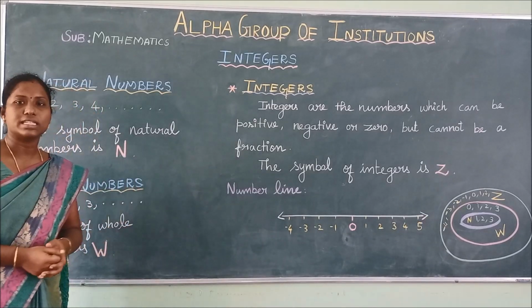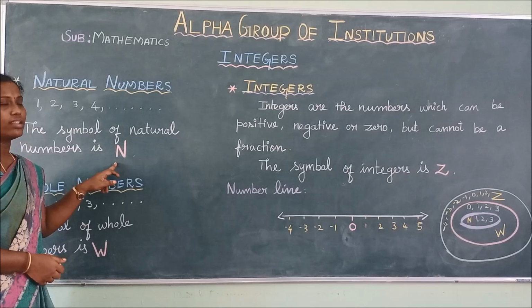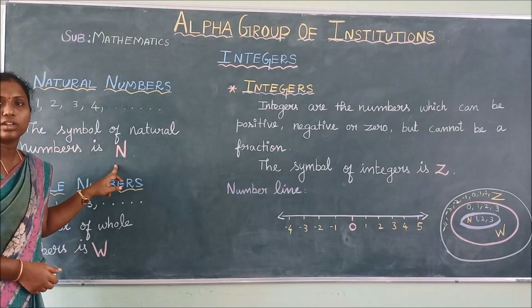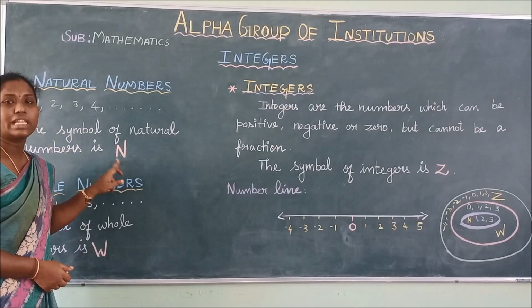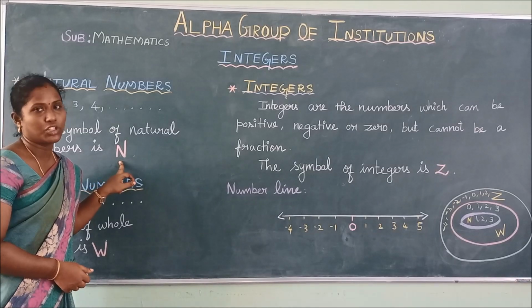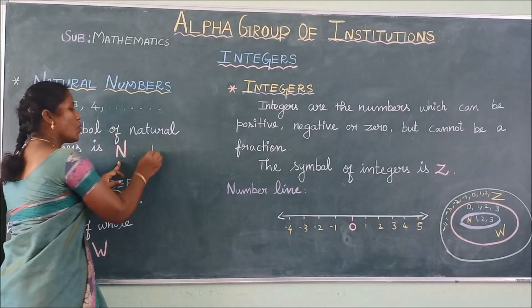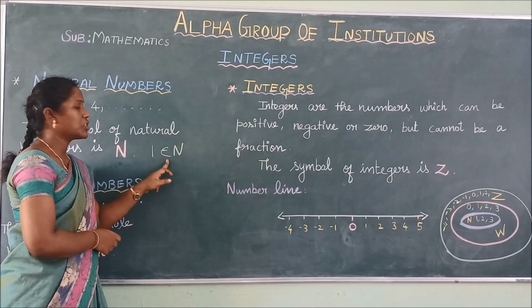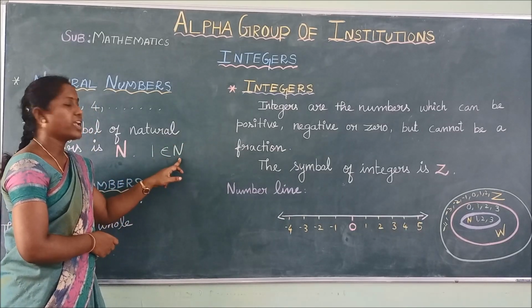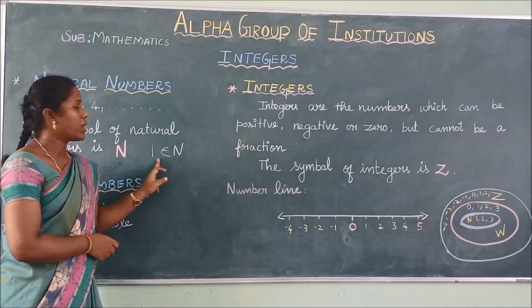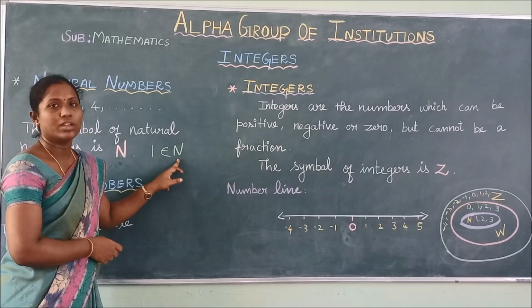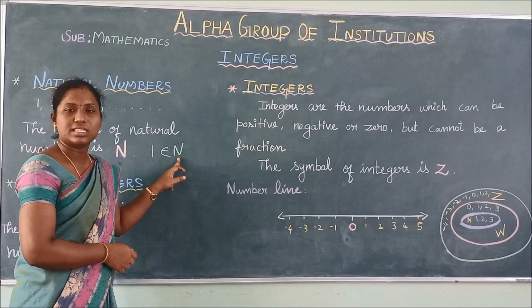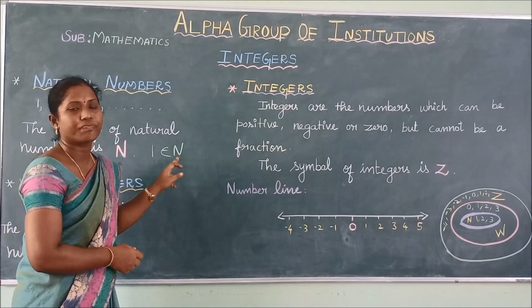The natural number is denoted by the symbol N. This symbol indicates the set of all natural numbers. If I say 1 belongs to N, the number 1 belongs to the set of natural numbers. So this symbol indicates the set of natural numbers.